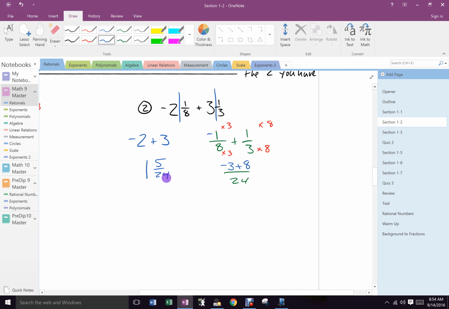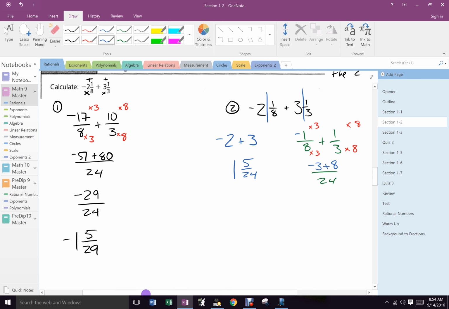Does everyone see how it's a couple of less steps? Is everyone cool with that? Oh, this was positive. And it's 24ths, not 29ths. See how I got the same answer? And I kept the numbers smaller. Do I care which method you use? Will I ever care what method you do in this class?